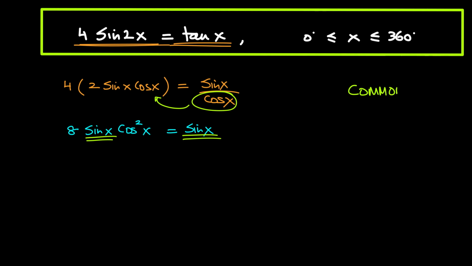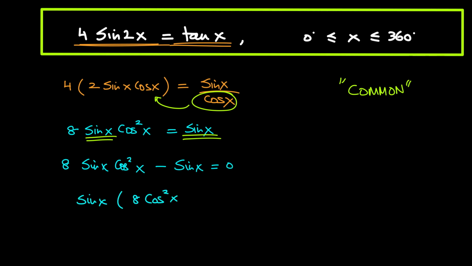We should always take common. So transfer it to the left hand side. 8 sine x cosine square x minus sine x equals to 0. Sine x common: sine x times (8 cosine square x minus 1) equals to 0. Therefore, both terms should equal to 0.